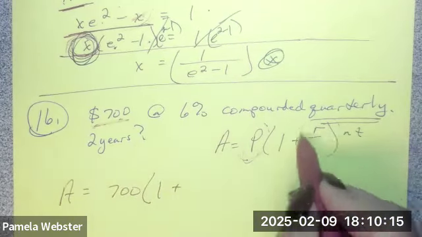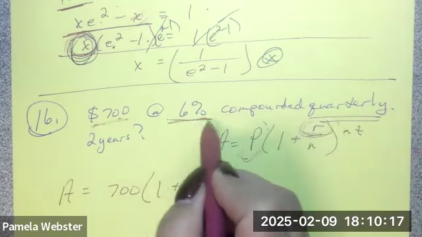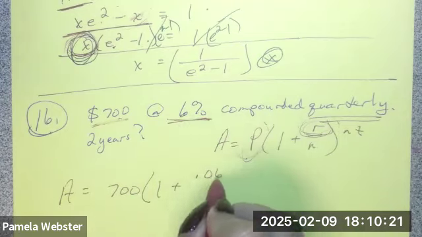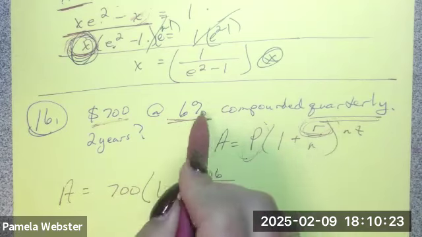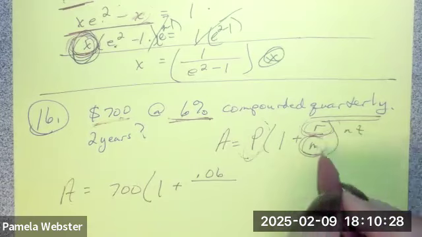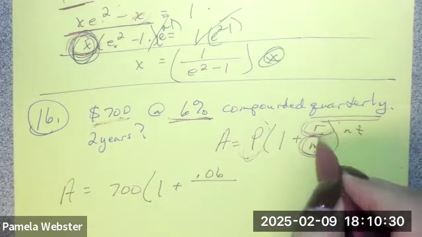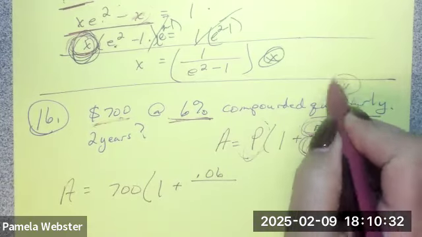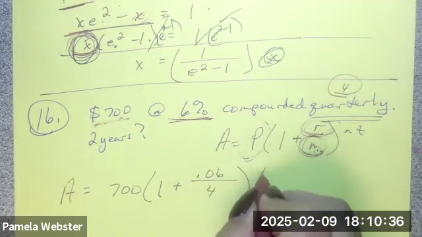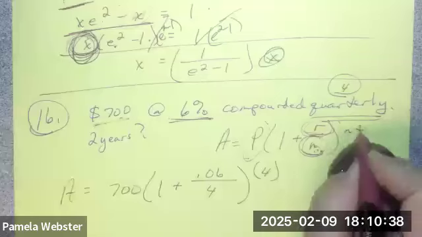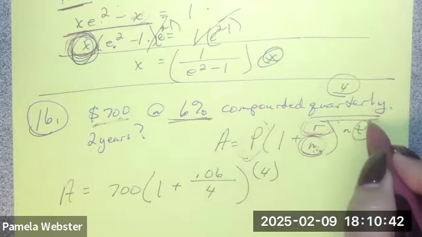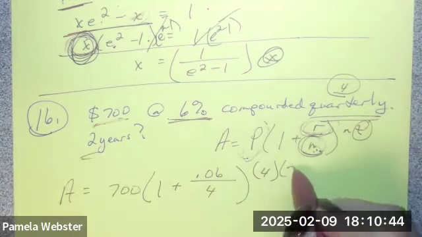1 plus what's the interest rate? The interest rate was 6%. How do I write that in my formula? 0.06. Yeah, 0.06. We move the decimal 2 places. The N, number of compounds, and we said quarterly. Quarterly means 4. 4 quarters in a year, right? So 4 compounds. This is the same N. And what's my T? T is time in years, so that's a 2.